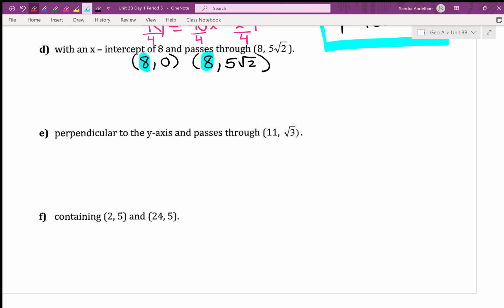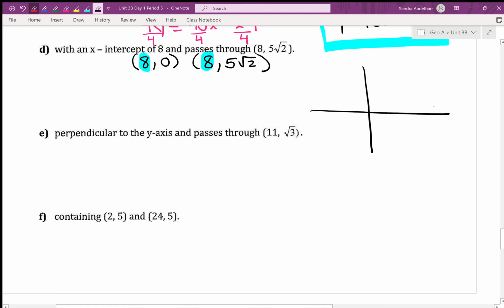How do I know this? Because points on a line never have the same coordinates. So if the x's are the same, it's a special case. What are our only 2 special cases? Vertical or horizontal. Let's give this a sketch. Let's sketch this to see.